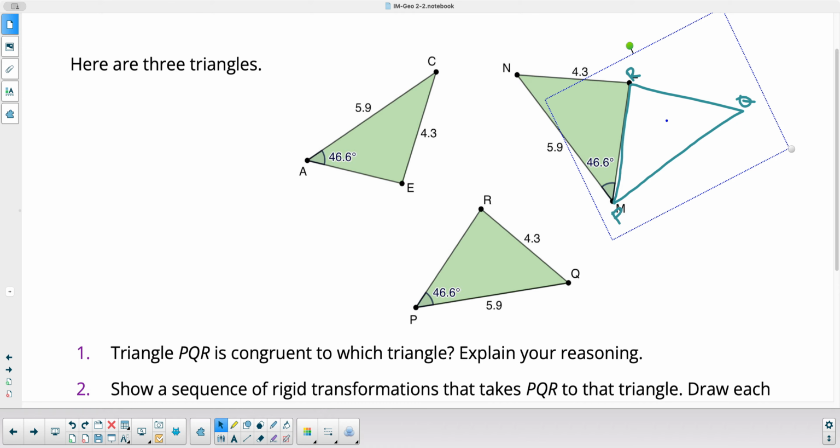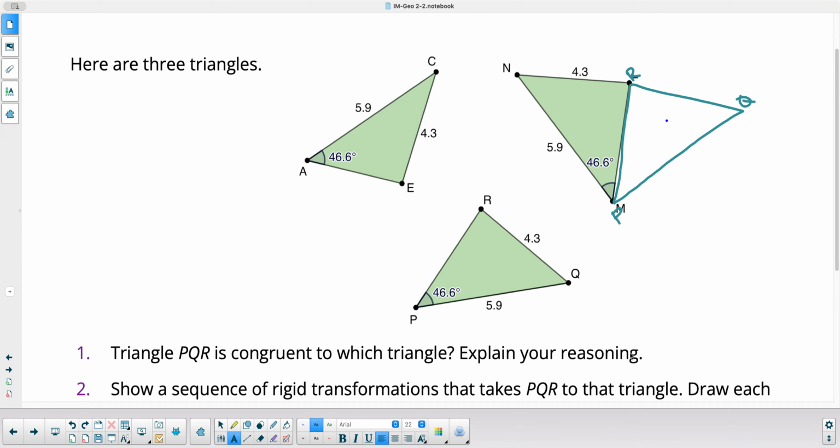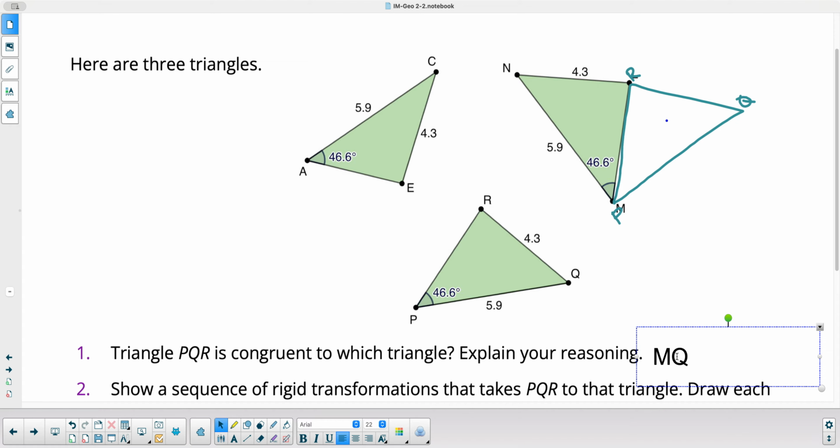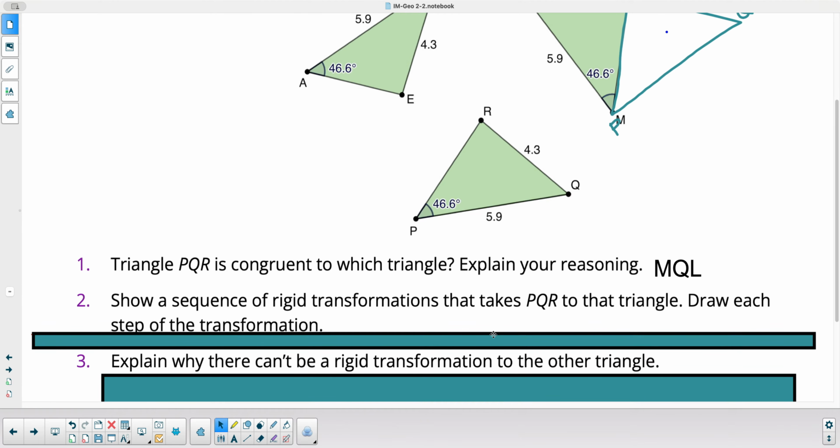So my answer here, which triangle is it congruent to? I have to put it in the same order as PQR. So P is with M, R is with, I can't tell what letter R is on top of, or I'm sorry, Q goes with N. So Q will align with N, and then R is aligned with L. That was it. Okay, so there's that. Show a sequence of rigid transformations that takes PQR to that triangle. Draw each step.